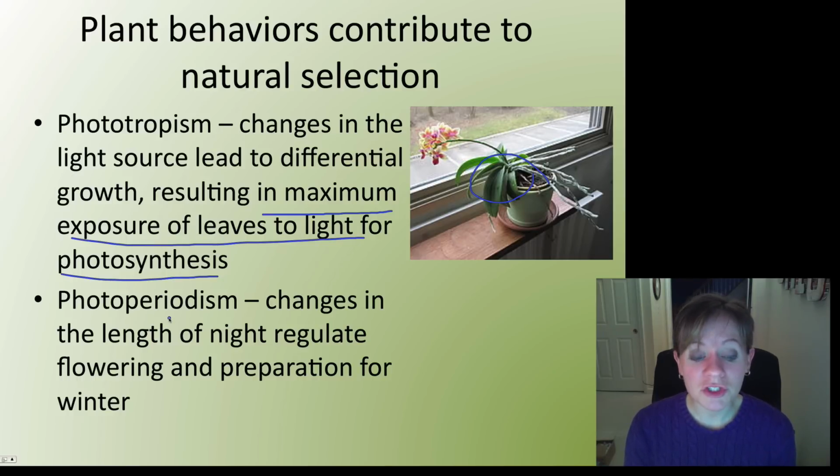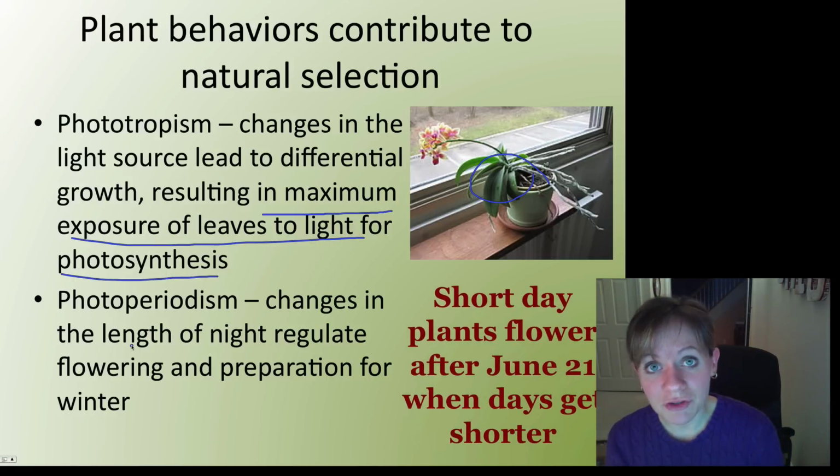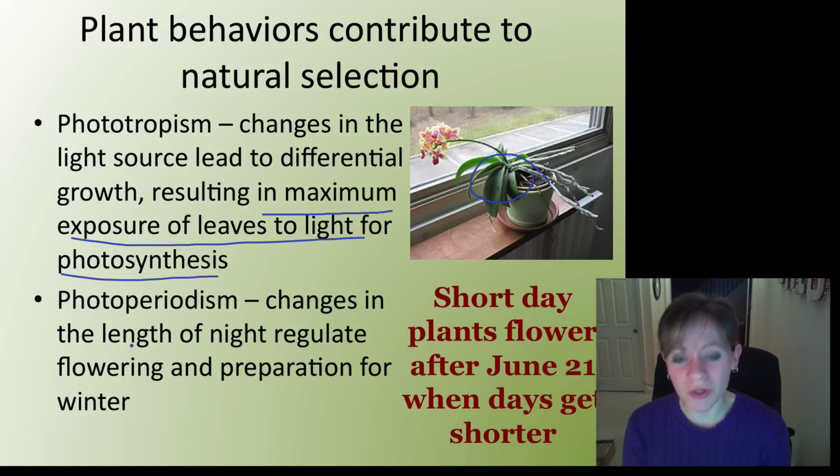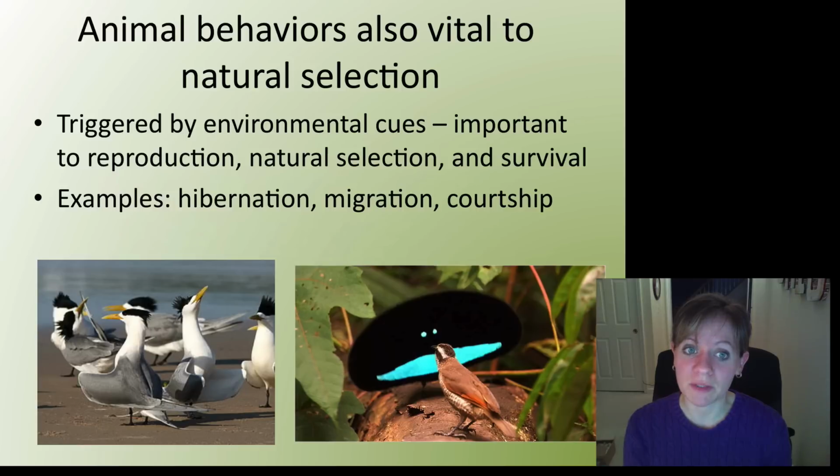Another example, photoperiodism. They've evolved to respond to their environment, right? Changes in the length of day regulate flowering and preparation for winter. Short day plants only flower after June 21st, when days get shorter. What does this show? This shows a response to their environment and how it contributes to natural selection and the continuation of that species of plant.